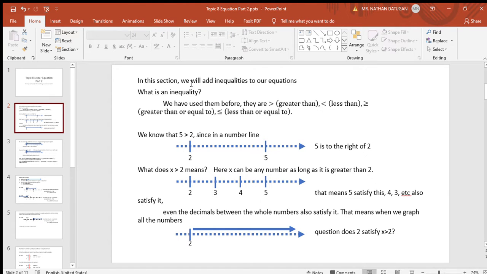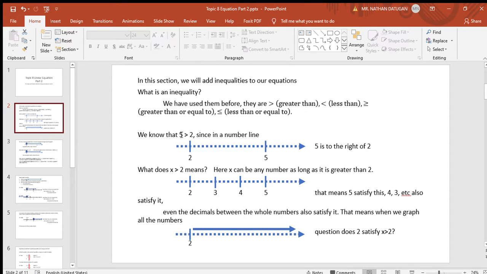So in this section, we're going to put inequalities into our equations. So what is an inequality? It's basically what you did before. In topic 1, we learned the symbols greater than, less than, greater than or equal to, and less than or equal to. If you don't know the names of the symbols, they're right here in the parentheses. So let's move on.